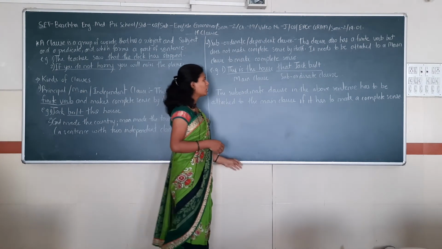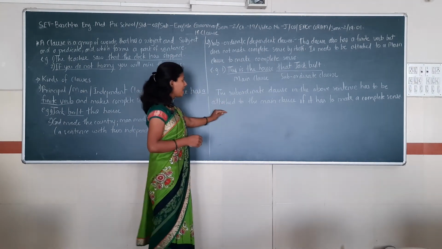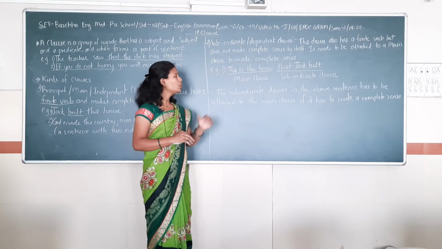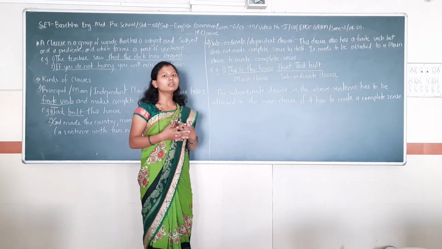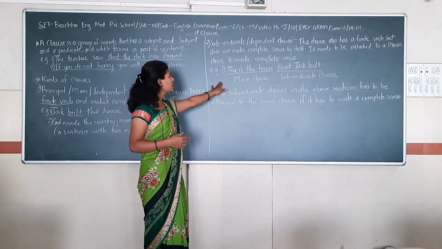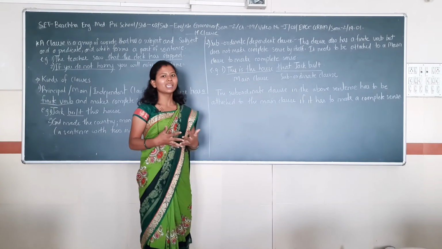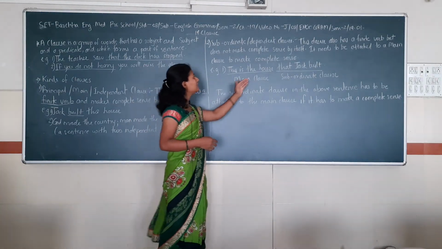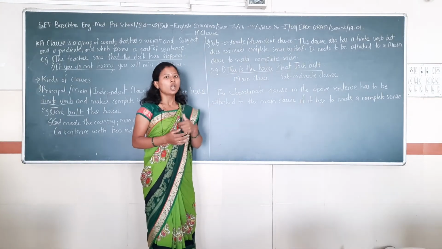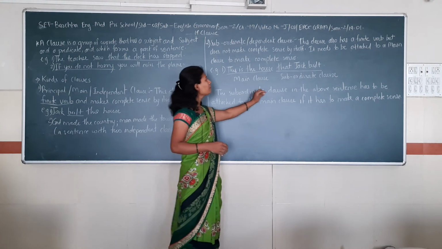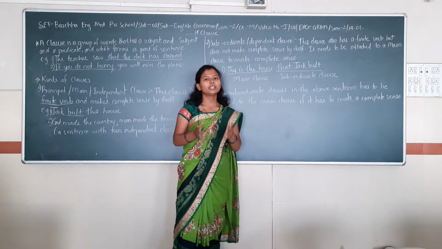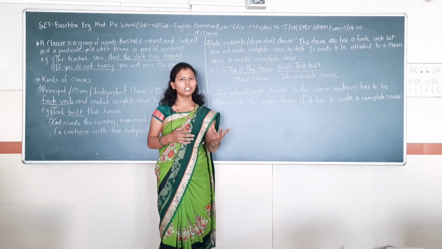Important thing: the subordinate clause in the above sentence has to be attached to the main clause if it has to make a complete sense. It means you cannot read or write this sentence without the subordinate clause. See, for instance, this is the house. Is it making any sense? No. When you add that Jack built, this is the house that Jack built, then it makes sense. That is why it is the main clause and it depends on this clause. So basically they totally depend on each other.